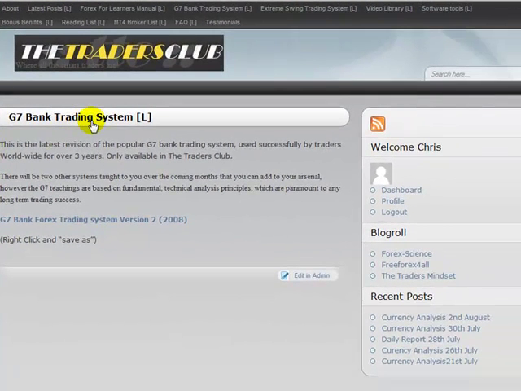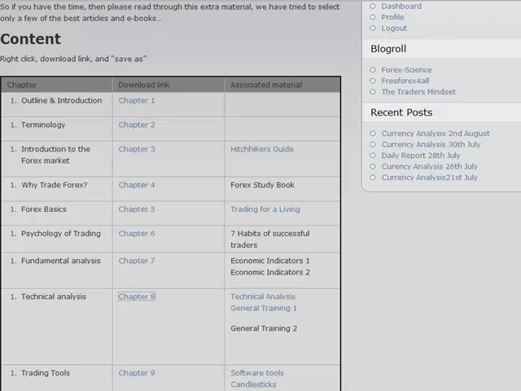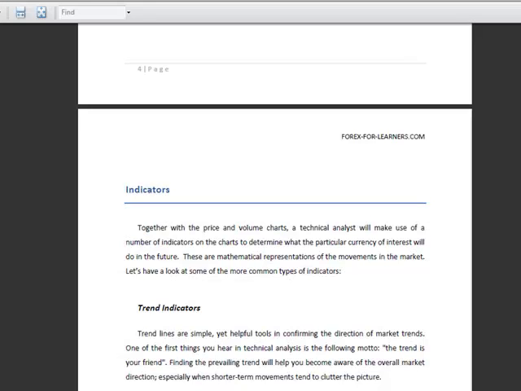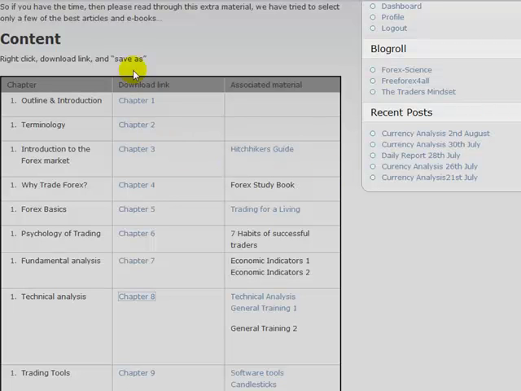All right, the actual G7 trading manual itself. Let's see if I've got that open. No, I haven't, but what I do have is the Forex for Learners manual. It's huge. I don't even know how many pages it is now. It's close on 200 pages, and it basically covers everything you need to know about the basics of trading. And this is the overview of it.